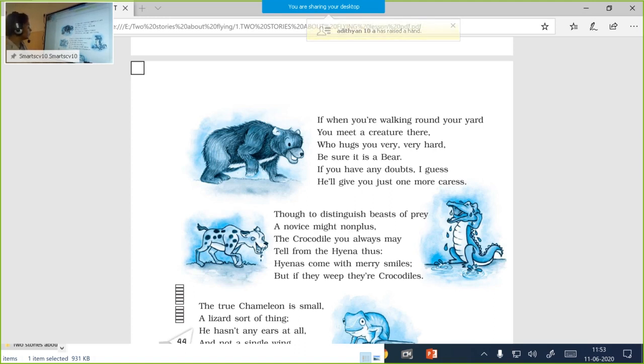Though to distinguish beasts of prey, a novice might nonplus, the crocodile you always may tell from the hyena thus. Hyenas come with merry smiles, but if they weep, they are crocodiles.